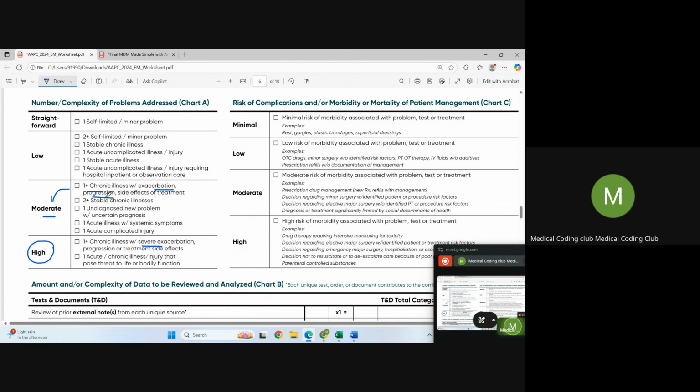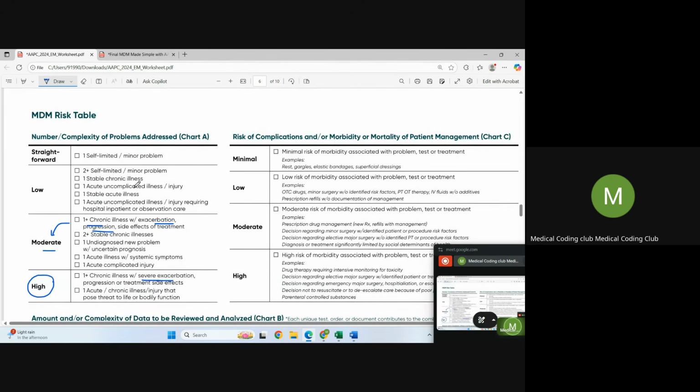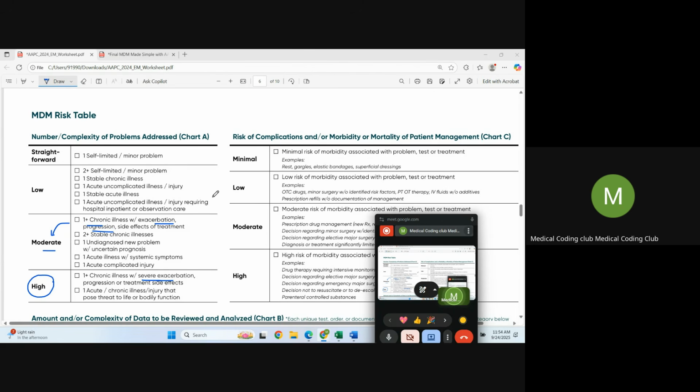Once you identify the problem, then only you can select the point under the AAPC calculator. If you don't know whether it is a stable illness, or progressive, or with severe exacerbation, then it is difficult. What is self-limited, what are the examples, what is stable chronic illness, all of this I have already explained in previous videos. I'll also try to add the link in the description. If you want to explore from the beginning, you can go back and watch that video first, and then come to this video.